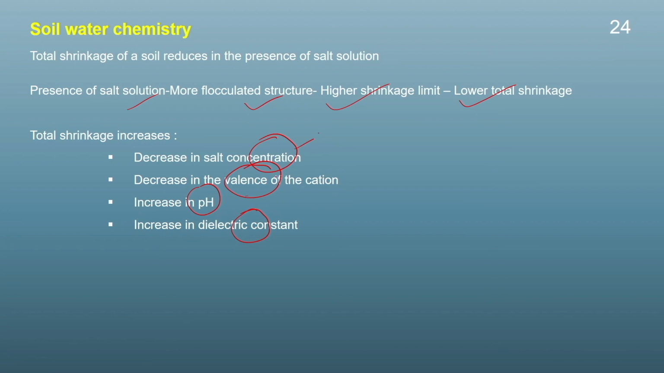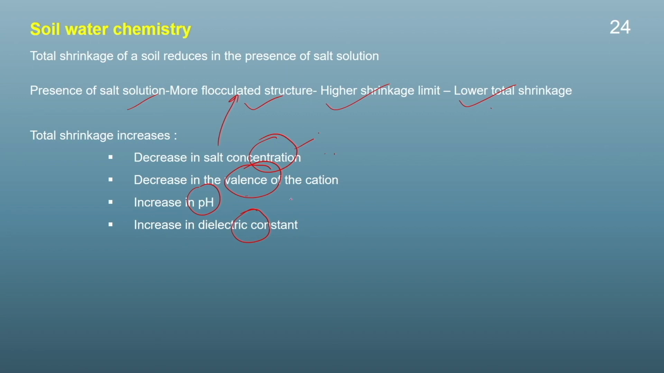The decrease in the valency again will make the particles more dispersed. So, therefore, the total shrinkage will be more. Increase in the pH will make the particles more dispersed, the total shrinkage will be more. Increase in the dielectric constant, the more will be the dispersed particles, the more will be the total shrinkage, and vice versa. That means, with increase in the salt concentration, particles will be more flocculated and the lower will be the total shrinkage. Increase in the valency of the cations, more will be the flocculated structure, lower will be the total shrinkage. Decrease in the pH, the particles will be more flocculated, lower will be the total shrinkage.